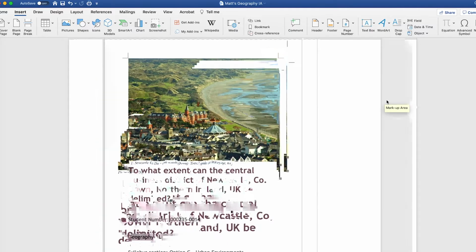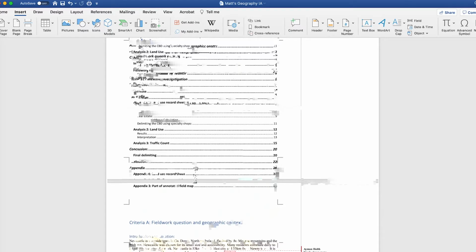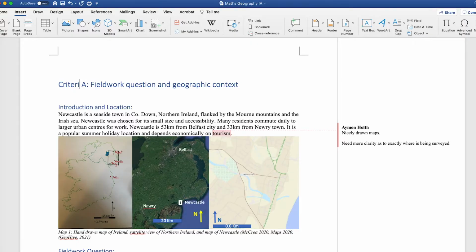So if we go over Matt's IA, let's start from the beginning and we'll go through this with him. So of course, starts off well, title page, can't fault that, nothing crazy. Acknowledgement, not necessary. I've never even thought to put acknowledgements in there, but could be nice. Contents, perfect. All right, so criterion A, fieldwork question, geographic context, exactly. I like what he's done here, and I did the same. Also, first of all, it's criterion A. A single criteria is a criterion, so don't get that wrong.